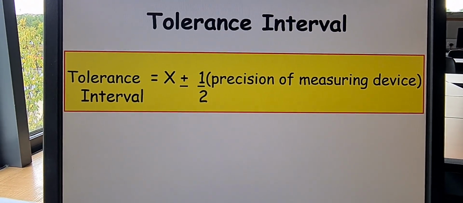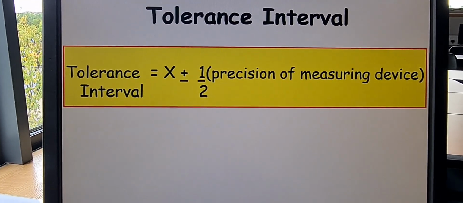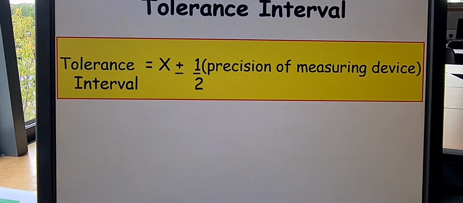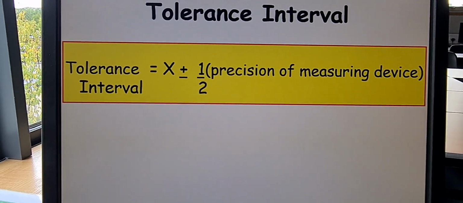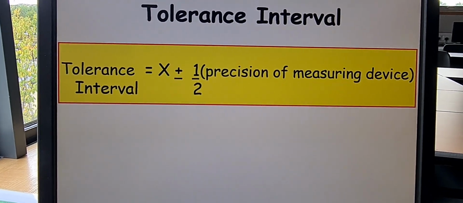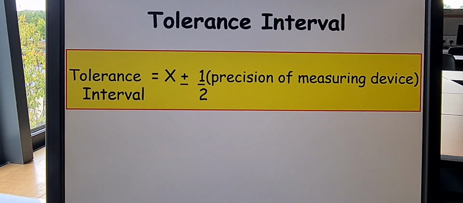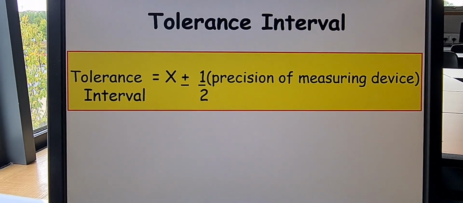So it's X plus or minus, because a tolerance interval could go above or below the actual value that is accepted. So that's why it's plus or minus. A half times the precision of the measuring device. Okay, so that's your formula. Make sure you have a box around that and you have to know that off by heart.